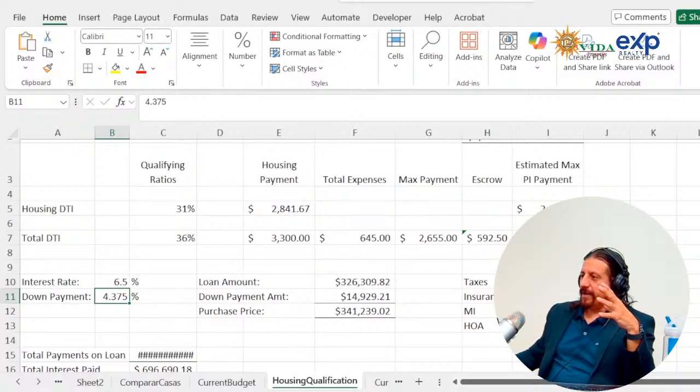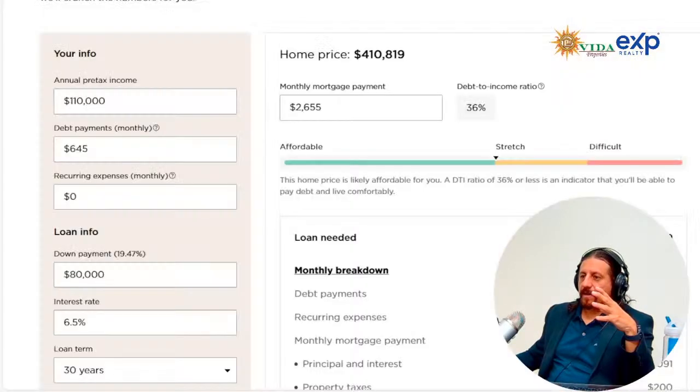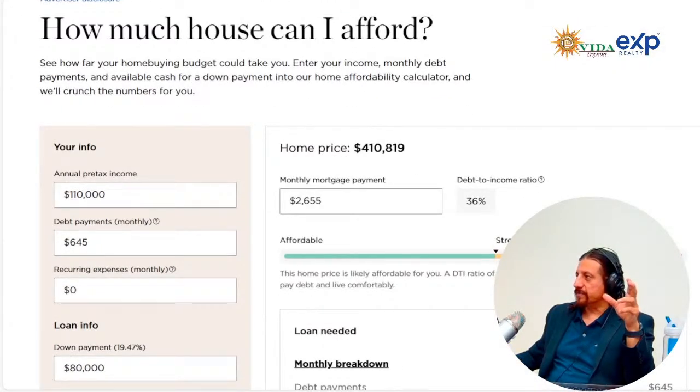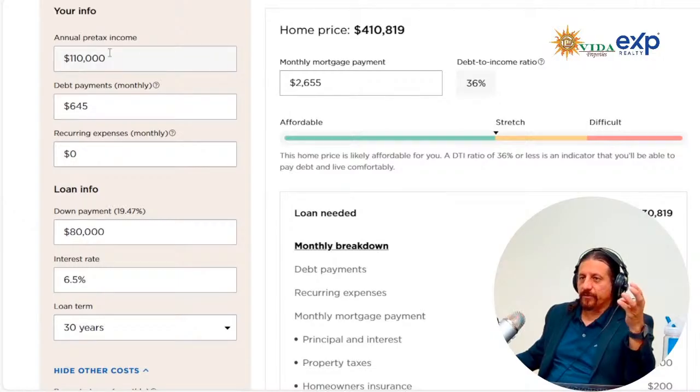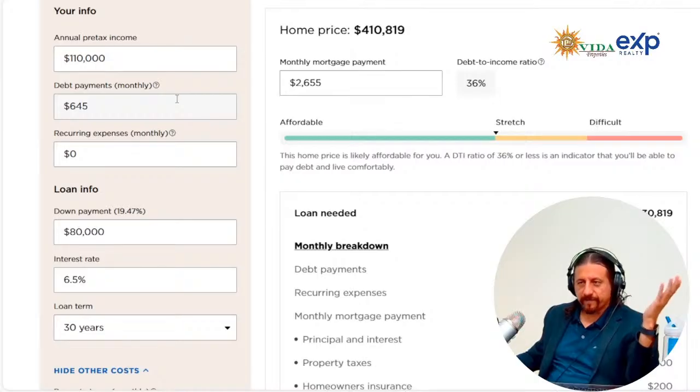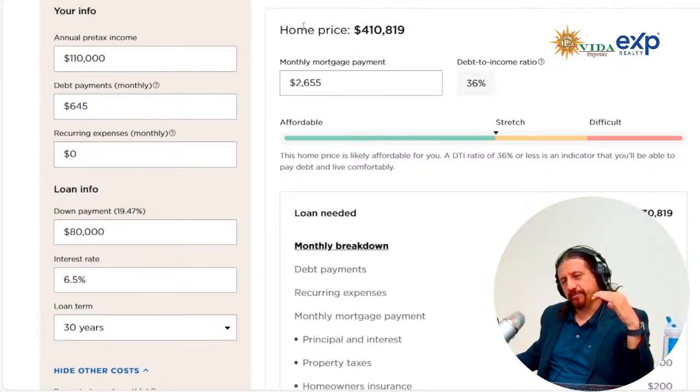So now we're going to go ahead and open up the website. So this is the NerdWallet. Well, there it is. I've already input some of this information. I do want to change this one thing here. So you have your annual pre-tax income, which is your gross income. The $645 debt payments, recurring expenses, we're going to put at 0, which is not very realistic, but just for the sake of doing the math.